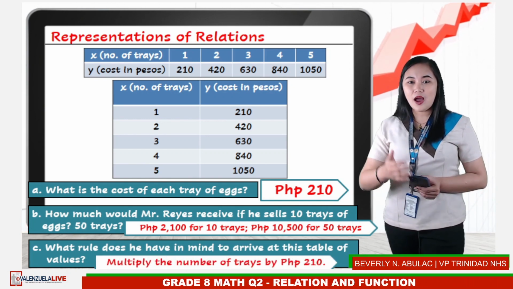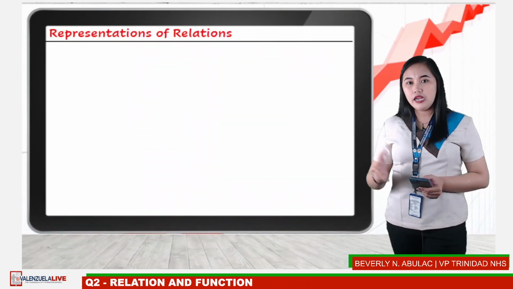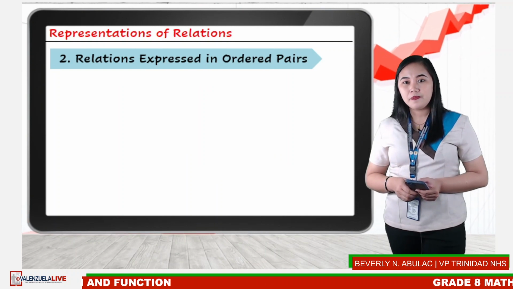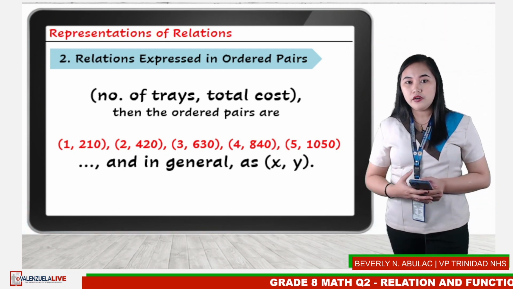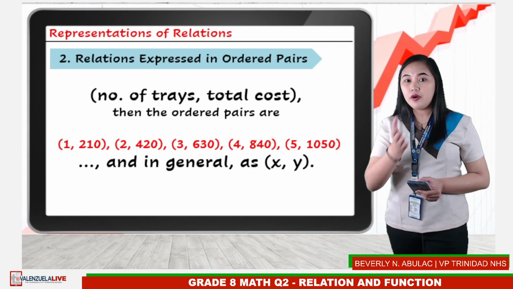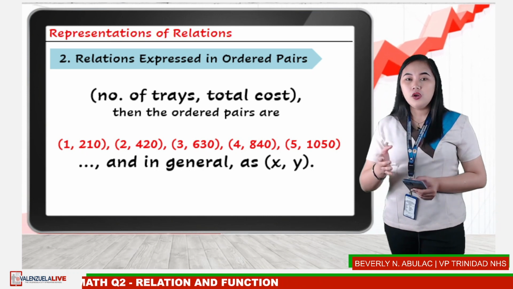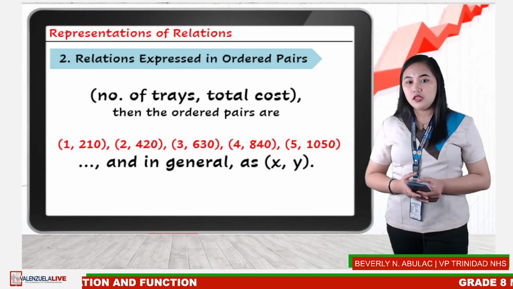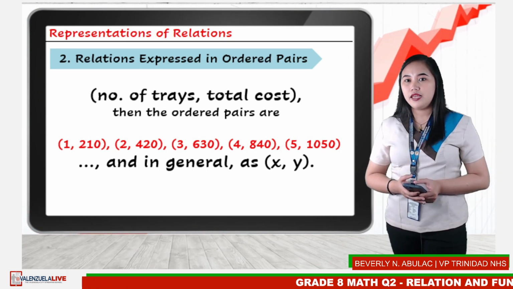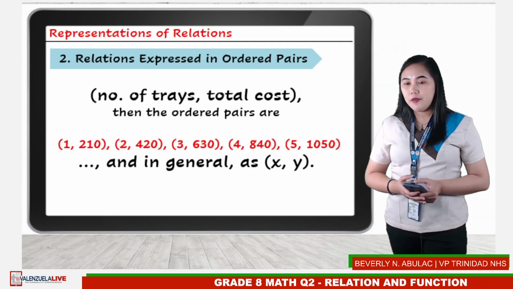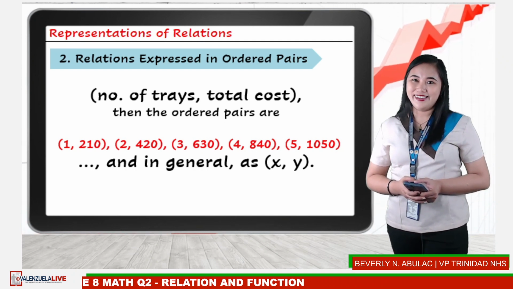Correct. Multiply the number of trays by 210. Next, we have the relations expressed in ordered pairs. Based on the sample problem that you have encountered, the following ordered pairs were derived from the relationship between the number of trays and the total cost. Then the ordered pairs are (1, 210), (2, 420), (3, 630), (4, 840), and (5, 1050). And in general, (x, y).